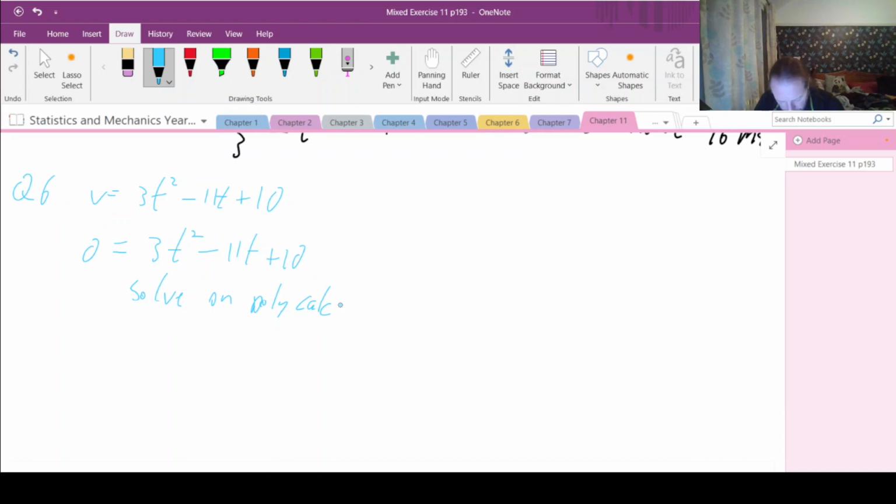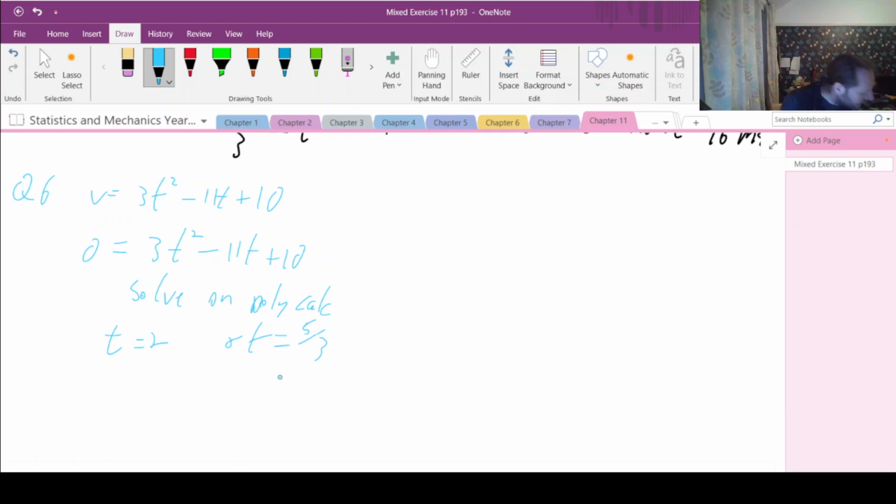Okay, so where are we? Functions, number 2, polynomials, and we've got 3, minus 11, and 10. Right, so we have got t equals 2 and t equals 5 over 3. Done. Right.